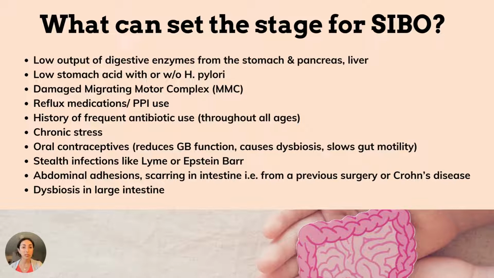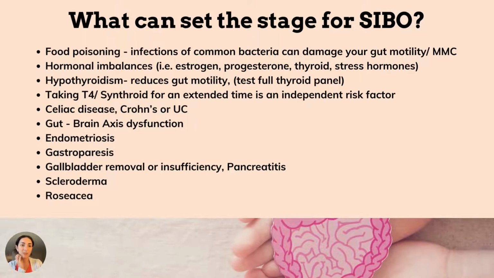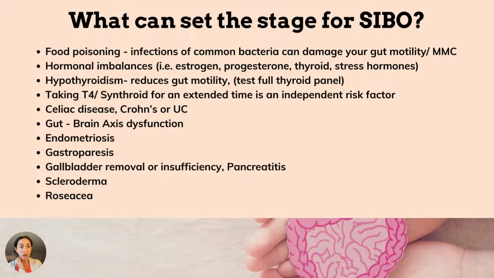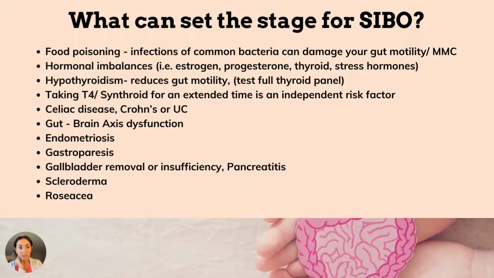Then we have abdominal adhesions from any previous surgeries that were in the stomach area, like a C-section, Crohn's disease as well. So again, autoimmunity and dysbiosis, like we said, in the large intestine can then influence what's going on up top. Then we said food poisoning before. We have hypothyroidism because that reduces our motility. So it's important to test for a full thyroid panel, and you could check that out in your recommended lab work PDF. Then we have a gut-brain axis dysfunction as well.